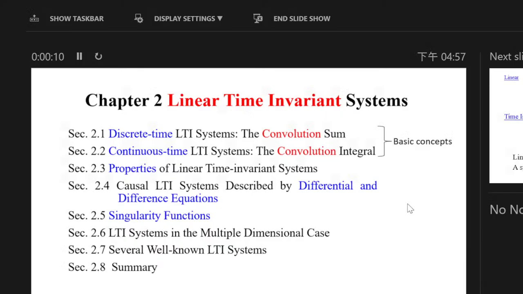Is this working? Sorry, one second, let's try to get the video working.